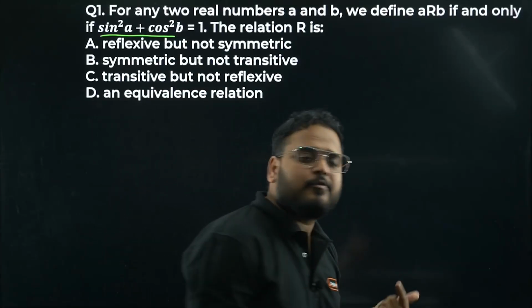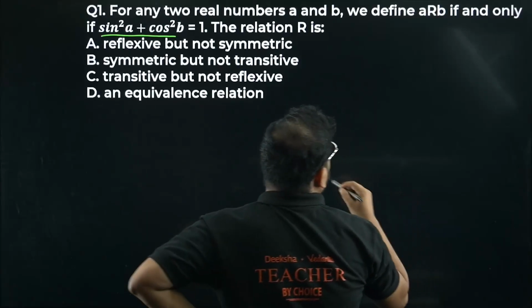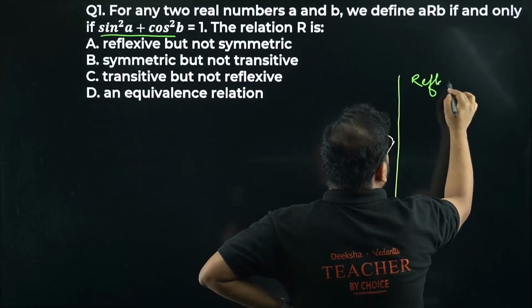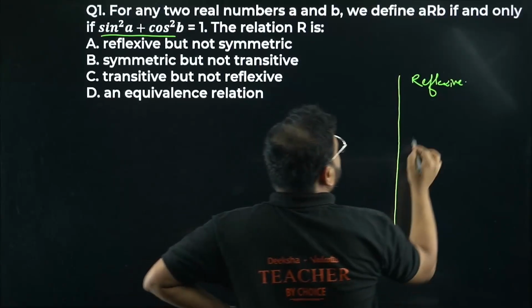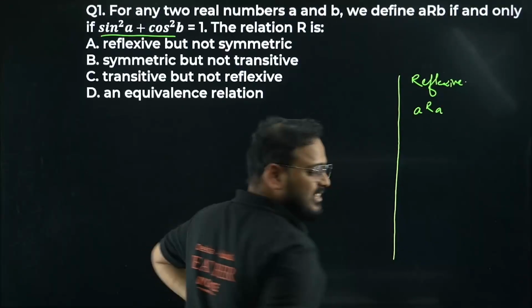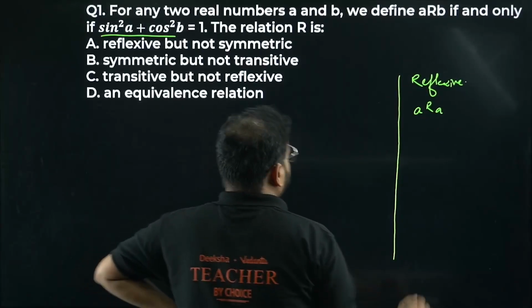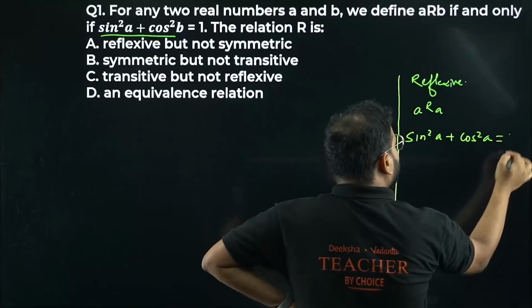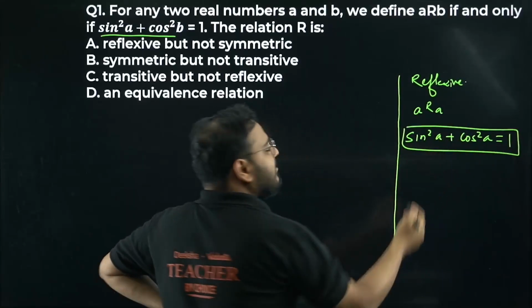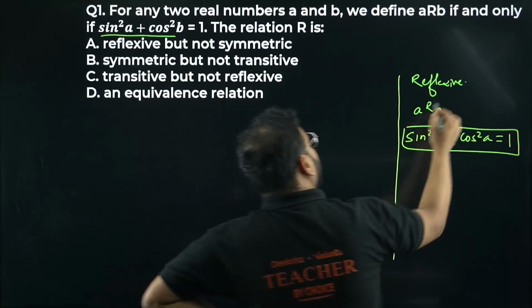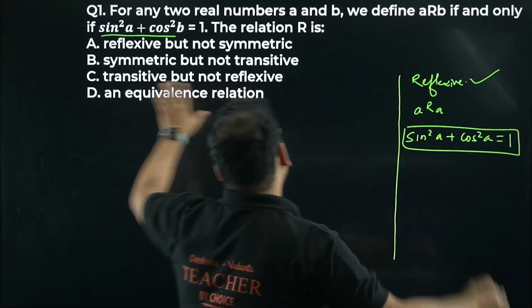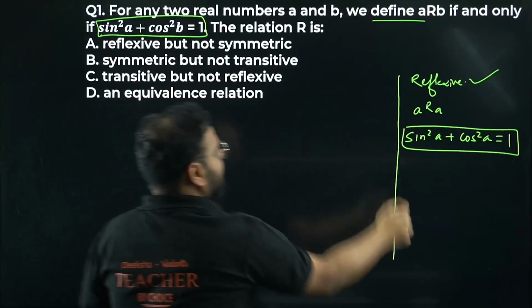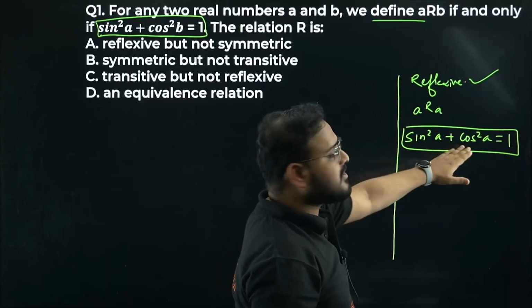Let's check first for reflexive. So part 1 is checking for reflexive. It will be ARA. For reflexive, we have the relation ARA defined. So we write sin square A plus cos square A, which is 1. That's the first identity that we learned in grade 10. It means reflexive is true. This is always true. They're saying a relation will be defined only if this statement is true, and that's what we got here. For ARA, this is true.